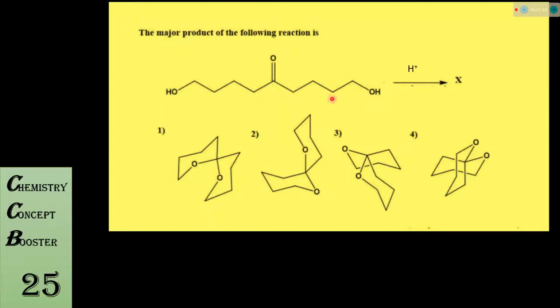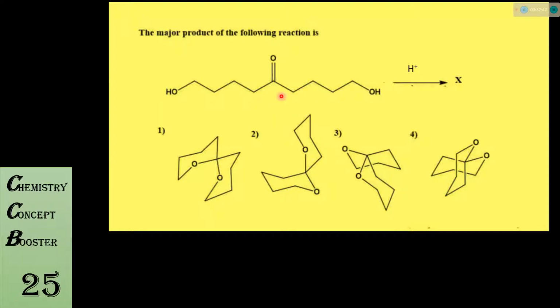So see, in this molecule, 2 hydroxyl groups are there along with a carbonyl group. We all know that any carbonyl group reacts with alcohol to form a ketal in the presence of H plus. Now since in this molecule there are 2 hydroxy groups attached along with a carbonyl compound, it will internally react in the presence of H plus to form a ketal.